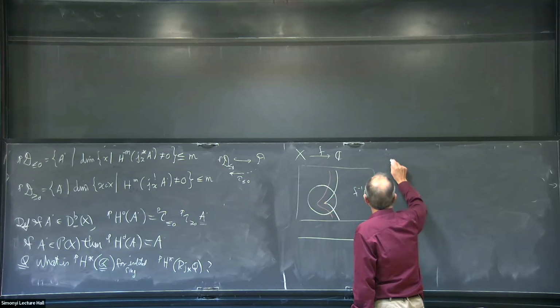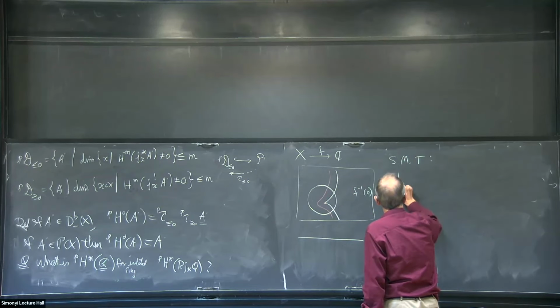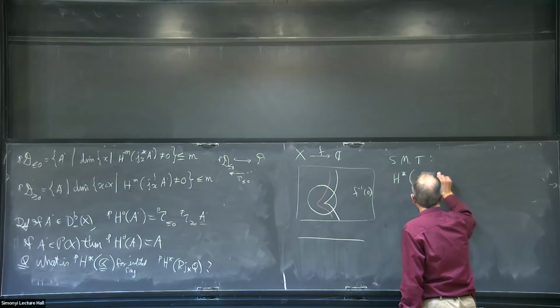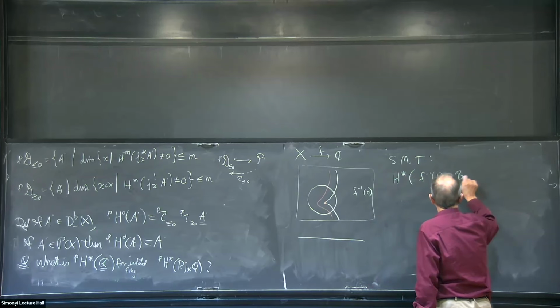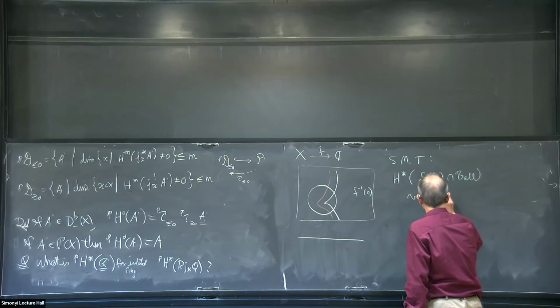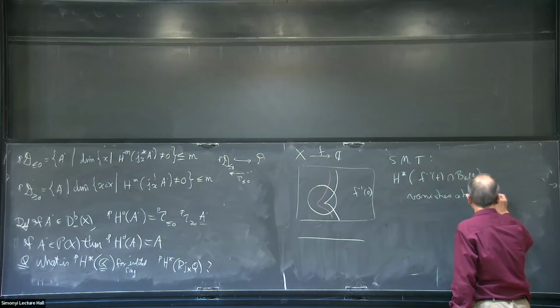And then Bob and I proved using stratified Morse theory that the cohomology of F inverse of T intersecting with this ball vanishes above the middle degree.